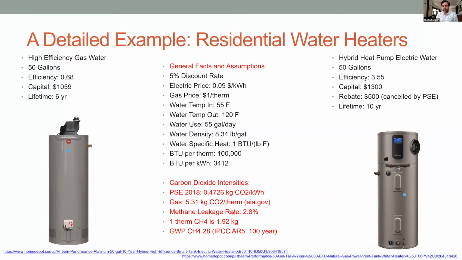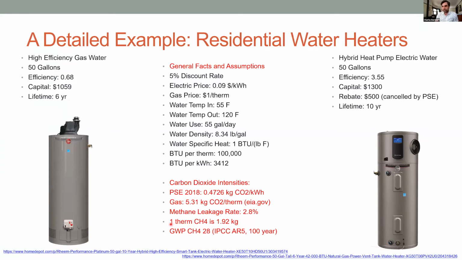Recent studies, Alvarez et al. in Science, say that America has a leakage rate of 2.8%. And so this definitely will make the natural gas look a lot worse, especially if we assume a global warming potential of like 28 on a 100-year time horizon. I didn't do that in this analysis because, spoiler alert, the electric heat pump already wins, so I don't even need to use methane leakage to show that this is a better option than natural gas.